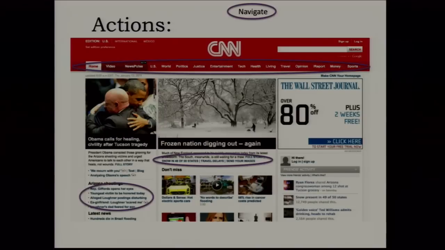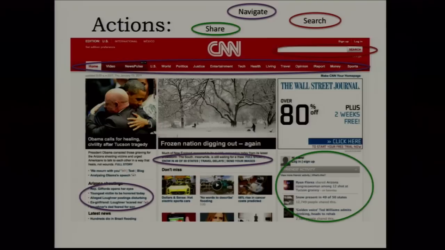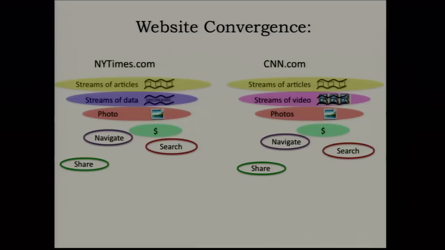Same actions as well. You have navigation actions. You have the search boxes. And you have mechanisms to share these videos and articles and photos with your friends. So in at least these two examples, what we've seen is that when the newspaper and the cable channel move to the web, there's been a convergence. They both become websites. And they look, architecturally at least, very much alike. They're just websites.